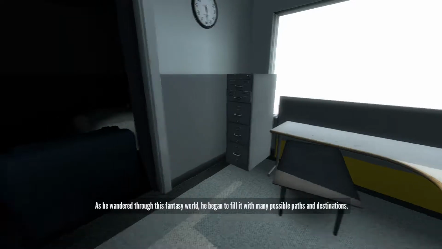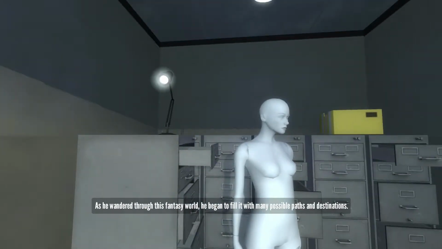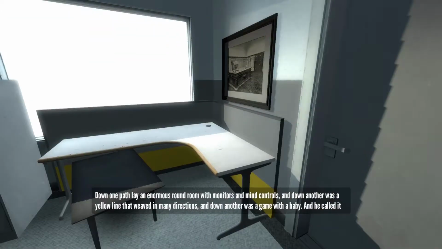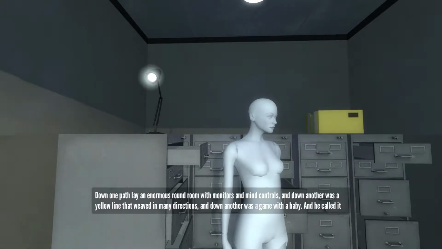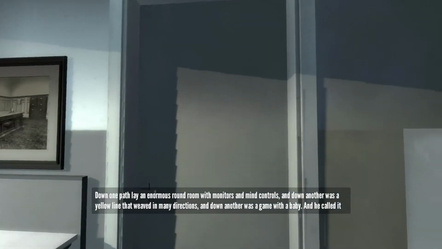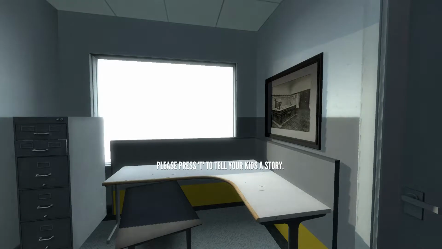As he wandered through this fantasy world, he began to fill it with many possible paths and destinations. Down one path lay an enormous round room with monitors and mind controls. And down another was a yellow line that weaved in many directions. And down another was a game with a baby. And he called it the Stanley Parable. Tell your kids.